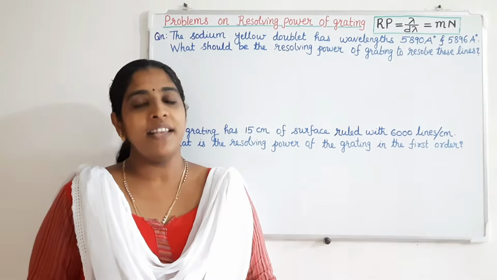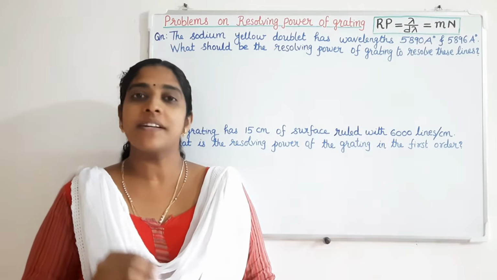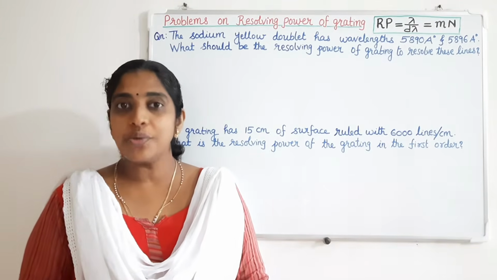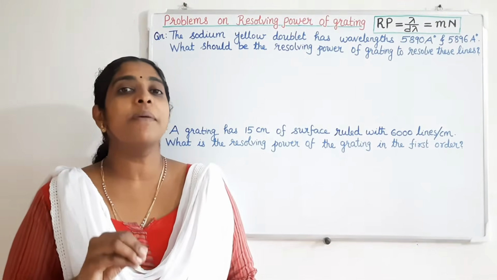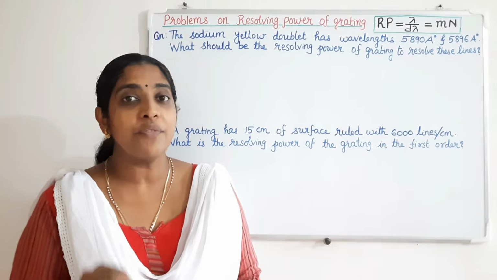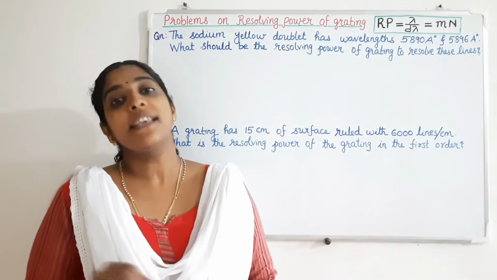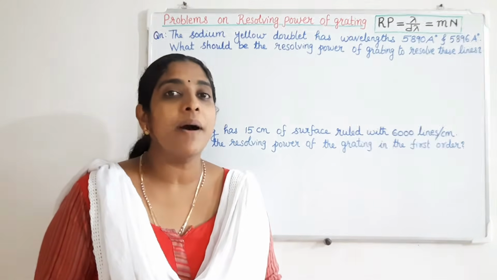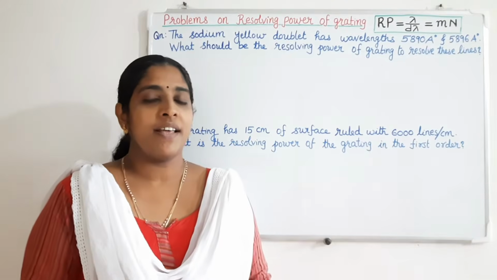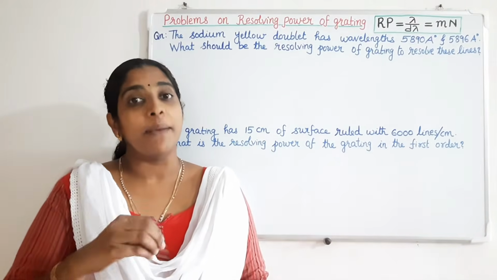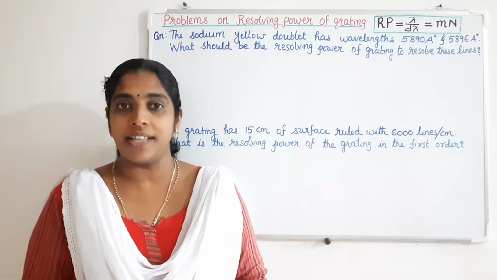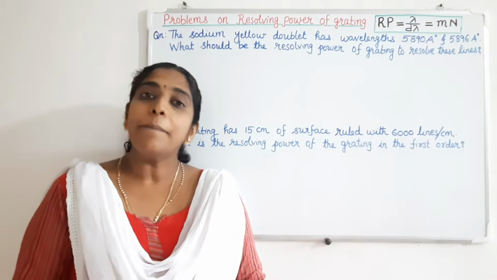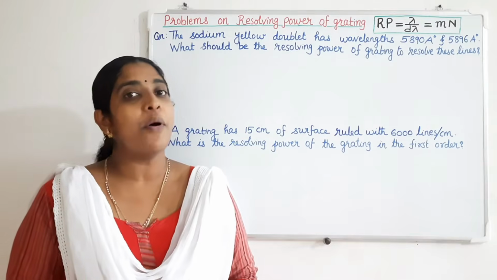Rayleigh's criterion is that two closely spaced wavelengths are said to be just resolved if the central maximum of the diffraction pattern of one wavelength lies on the first minimum of the other one, or we can say that the mth order principal maximum in the diffraction pattern of one wavelength lies on the (m plus 1)th order minimum of the next wavelength.